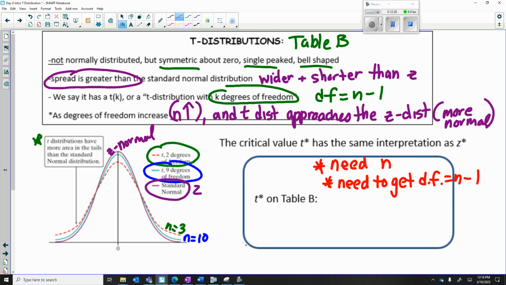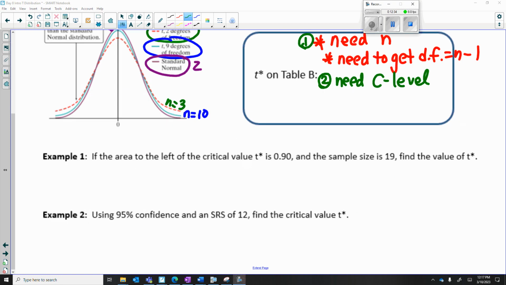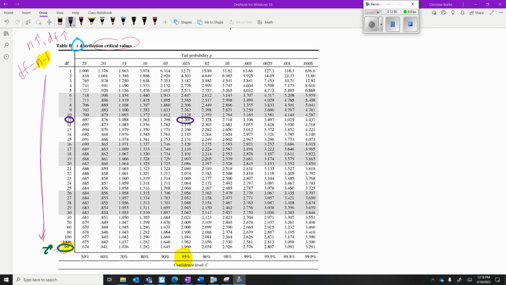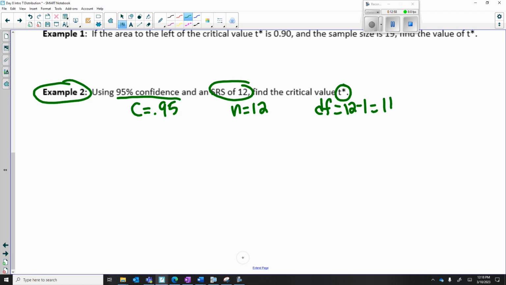Okay, so going back to this, we need two things. We need the sample size to get the degrees of freedom, and then secondly, we need the confidence level. And then you just line them up to get your t-star. So if you look down below at example 2, you guys try this example 2 right now and see what you get. Use the confidence level of 95% and use the sample size of 12. Find me the degrees of freedom and find me t-star. I'm hoping you looked at 11 for the degrees of freedom, 12 minus 1, and then 95%, and you got this value, 2.201. So that is the answer to t-star.